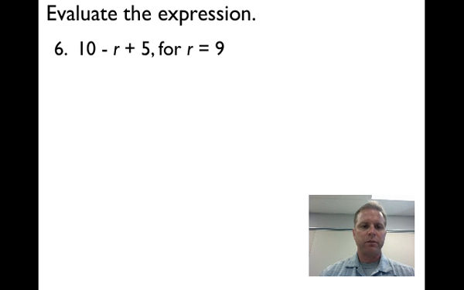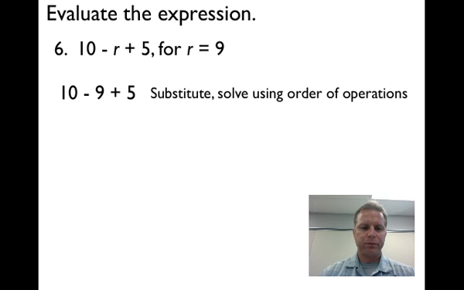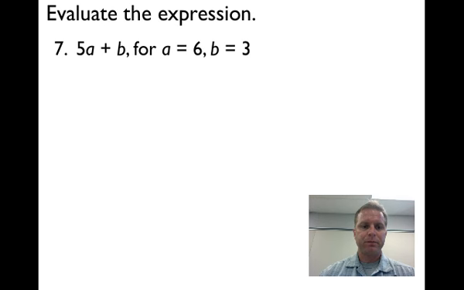Number 6, 10 minus r plus 5, for r is equal to 9. Substitute in. Now here's a good example of where people make mistakes. Order of operations, we have subtraction and addition here. You do what comes first. I know most of you want to do the adding first, but they're equal. So you do 10 minus 9 is 1. 1 plus 5 is 6, and there's our answer.